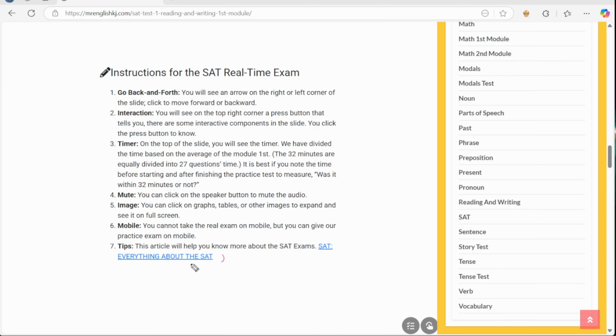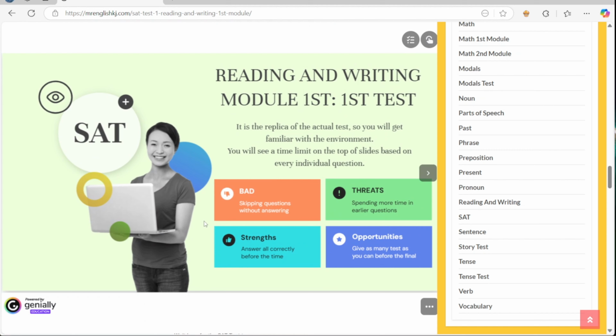Everything about the SAT: when you click on this link, you can learn basic things about the SAT exam that is important for you before taking the final exam. This is the reading and writing module first test.